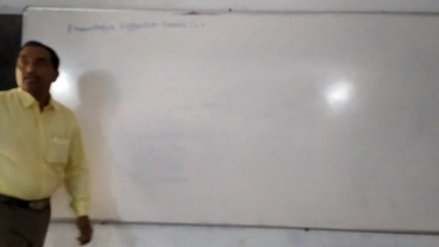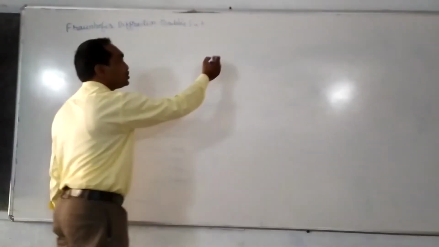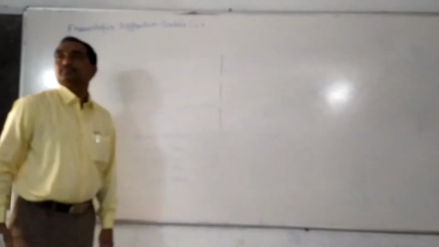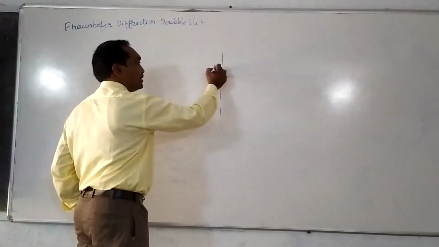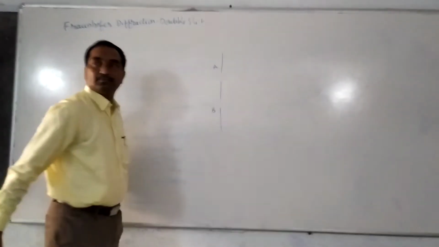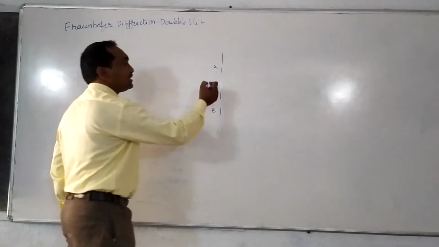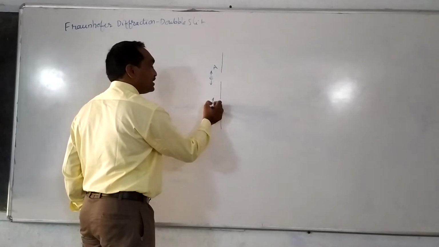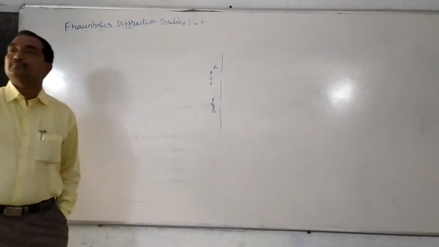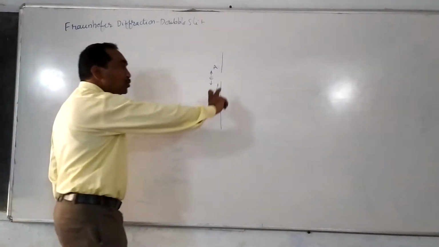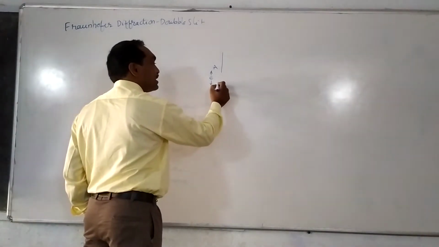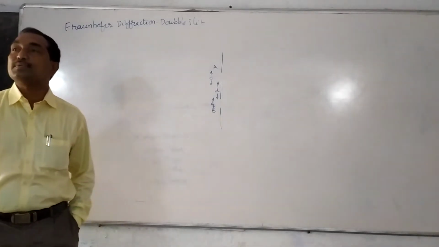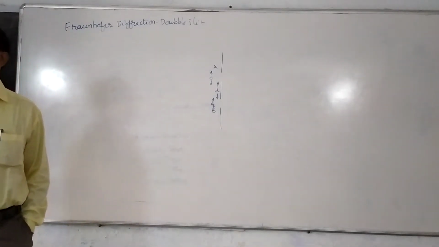What is a double slit? It is nothing but two slits. This is one slit, this is another slit. The first slit is taken as A and the second slit is taken as B. The width of the first slit is small e and the width of the second slit is also small e. And the distance between the two slits, that is the opaque distance, is taken as small d. So that is the arrangement of two slits in Fraunhofer diffraction.